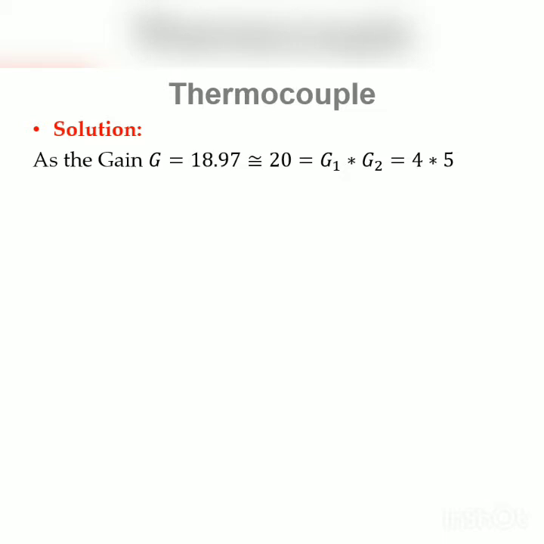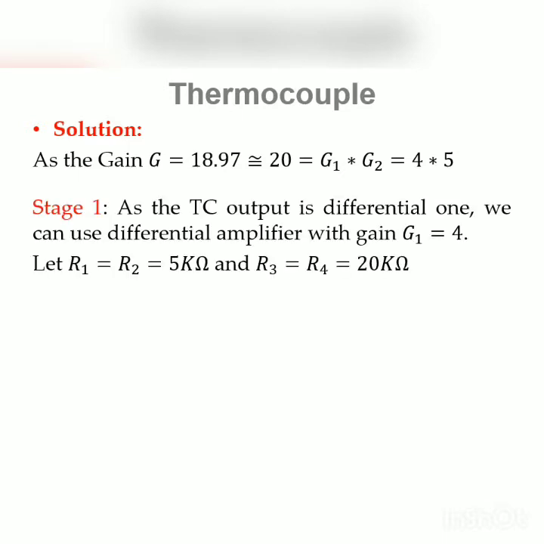Now, when we actually design the circuit, the gain we have just calculated as 18.97, we may round up to 20, and we will split this gain into G1 and G2, that is, two stages of the gain. Altogether that will provide you the gain of 20.